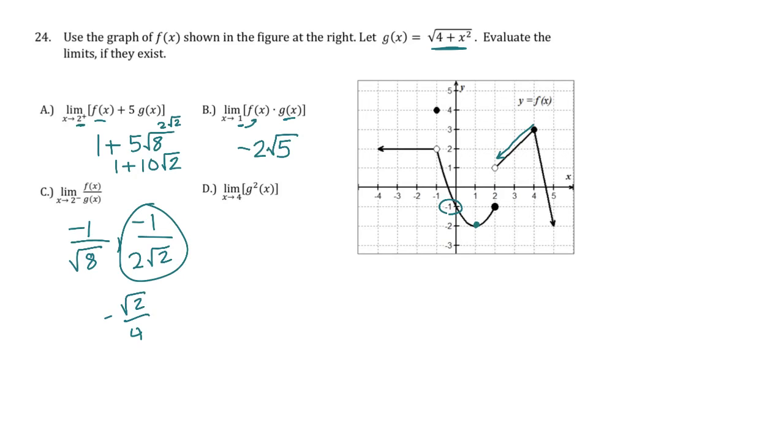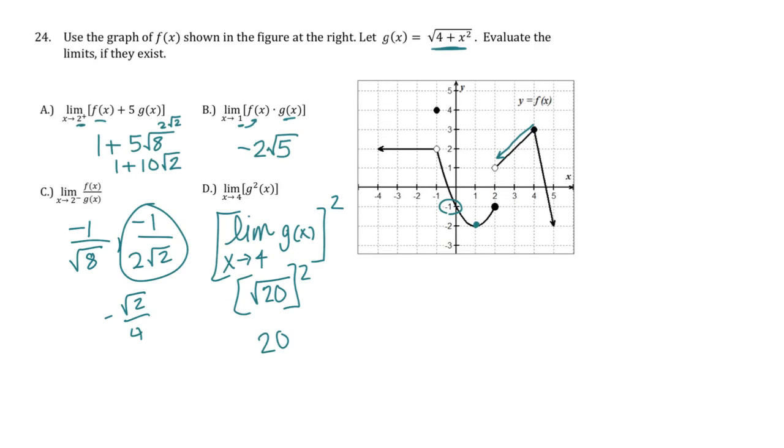All right, so for part D, that square, you can move that out and think about this as the limit as x approaches 4 of g of x, and then all of that squared if you want. You certainly can do that. The limit as x approaches 4 of g of x, well, that's going to be the square root of 4 plus 16, so 20. And then all of that squared is just going to give us 20.